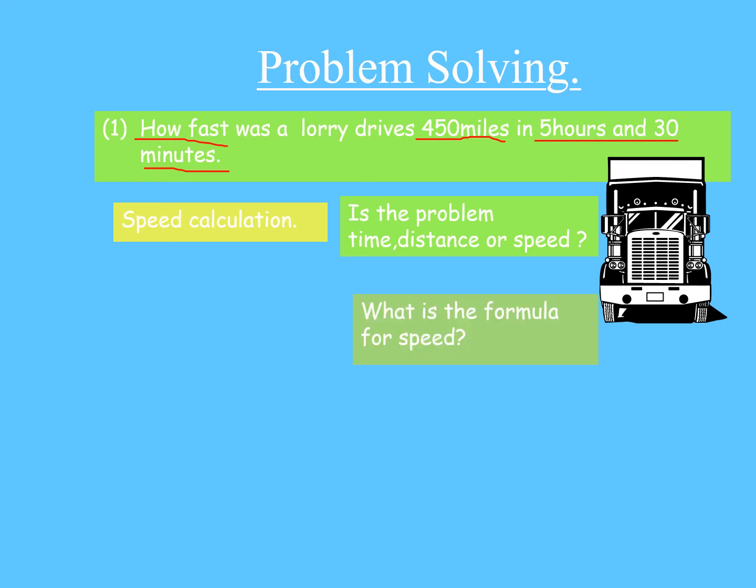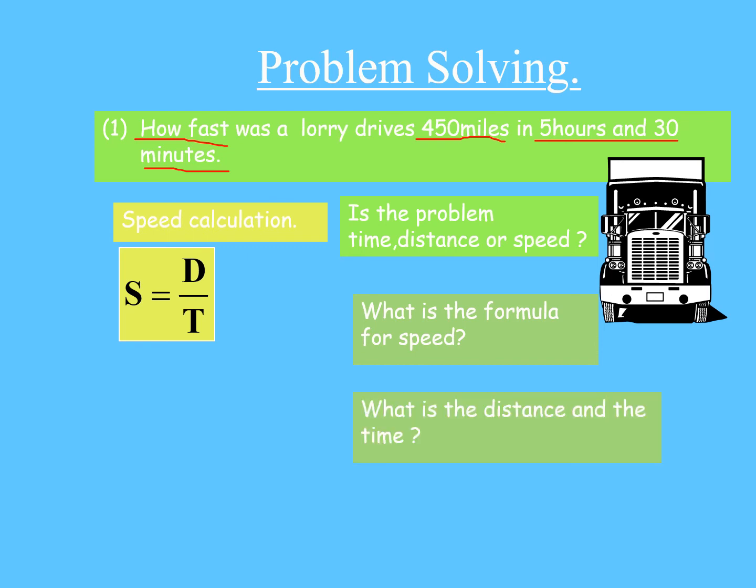What is the formula for speed? Speed is equivalent to distance divided by time. And what is the distance? So we are going to supply our formula. Distance is equivalent to 450 kilometers. And then what is our time? Our time is 5.5 hours.